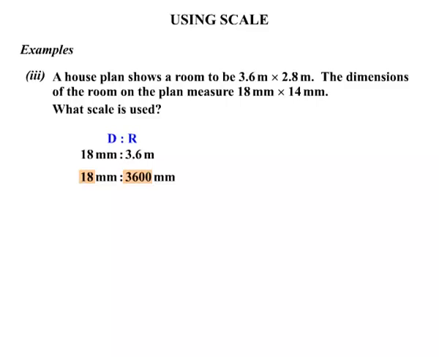and 3,600, what can break down? How can we divide that? Well, if we divide by 18, 18 divided by 18 is 1, and the 3,600 divided by 18 is 200. So our new scale is 1 to 200. So therefore we say that the scale used is 1 to 200. Another way of writing the same thing is that 1 centimetre represents 2 metres.